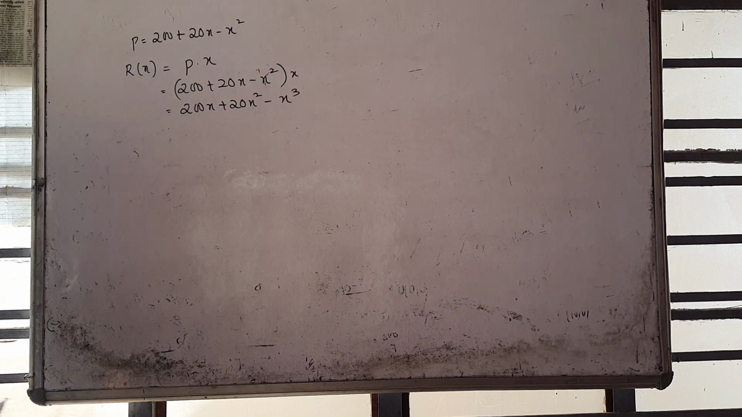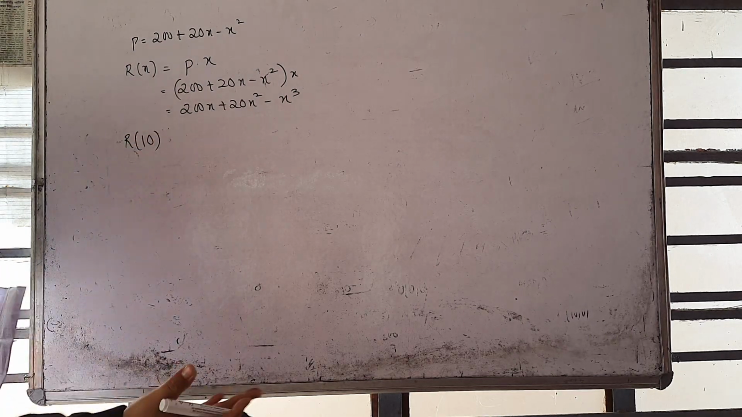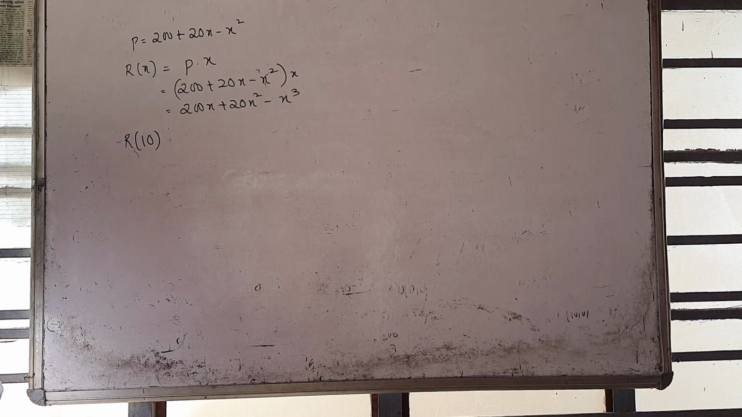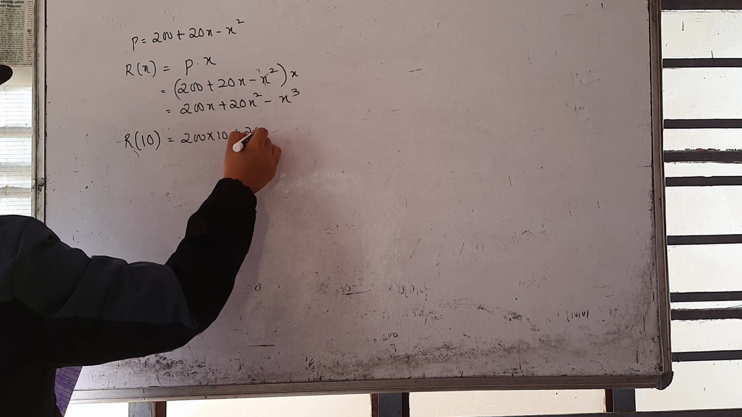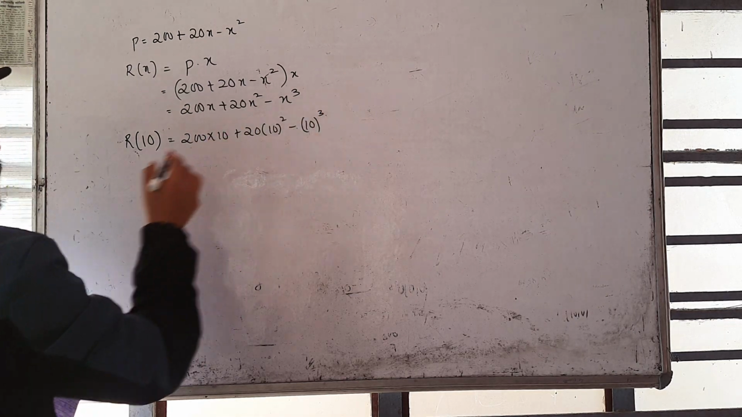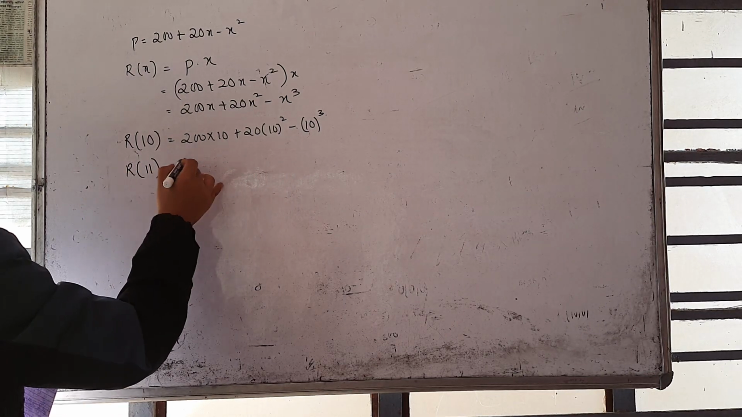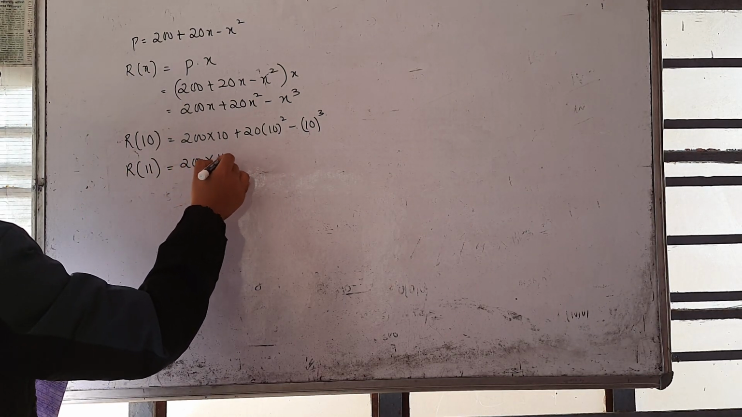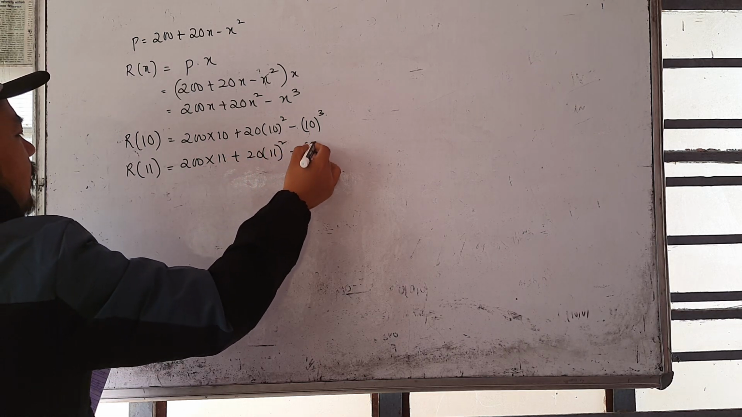Is it clear? So what you do is you find out the revenue obtained. Revenue means the money which you get back after selling 10 outputs. What is that equal to? 200 into 10 plus 20 into 10 square minus 10 whole cube. Then you find out the revenue obtained on selling 11 outputs. What is that? 200 into 11 plus 20 into 11 square minus 11 whole cube.